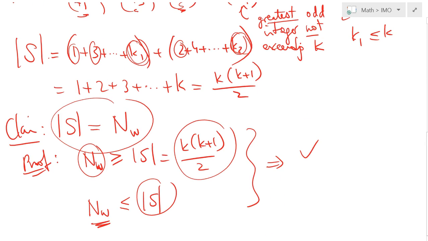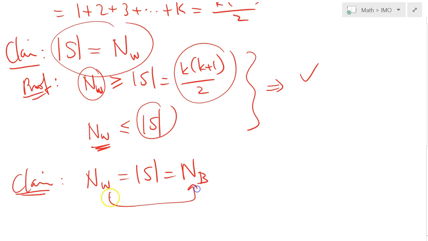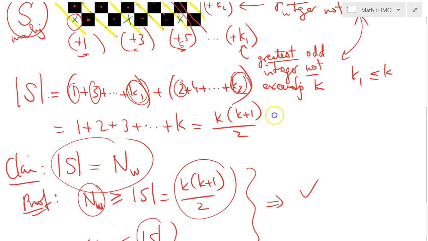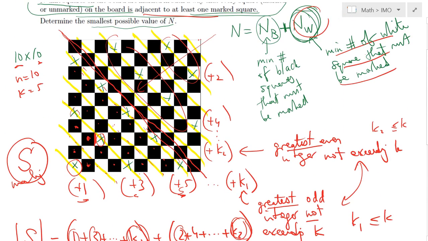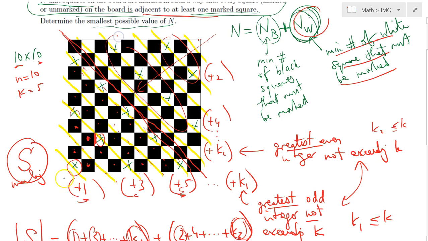Now let's go back and prove the following claim. I now claim that NW, which is equal to S, is also equal to NB. So why are S, NW, and NB equal to each other? Well, this one is also obvious, because all I do is consider the following marking. Now, instead of the main diagonal like this, let's consider, which color should I use? Okay, so maybe this one. Consider this white diagonal now.